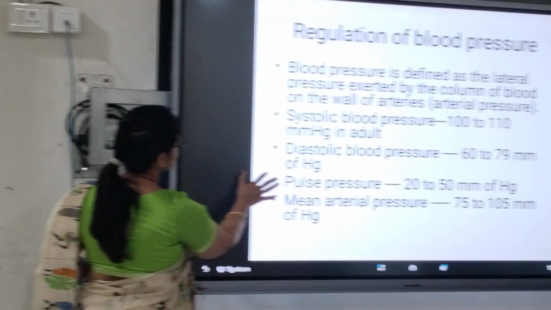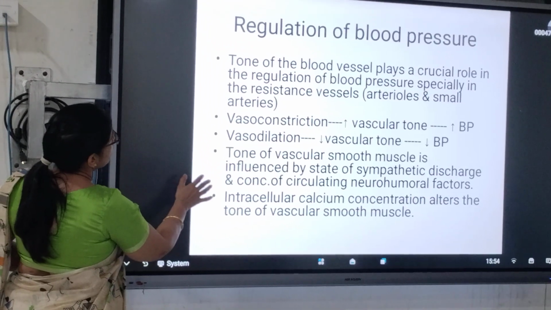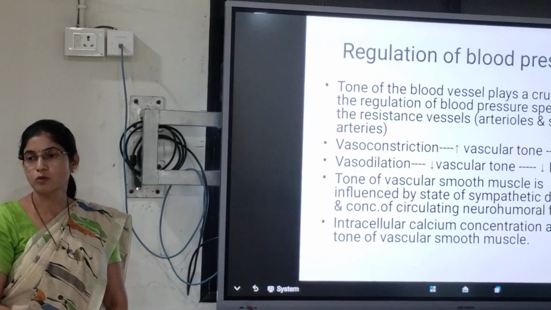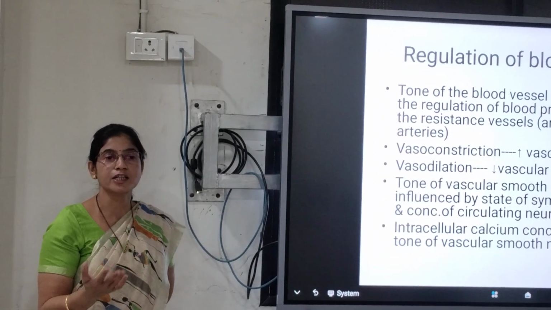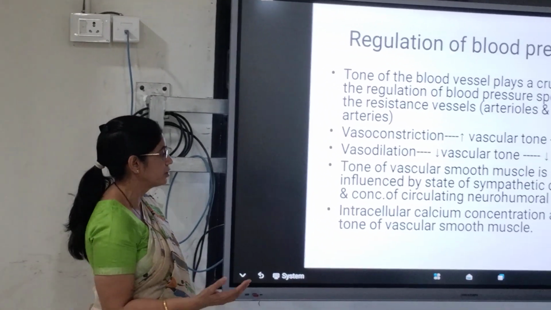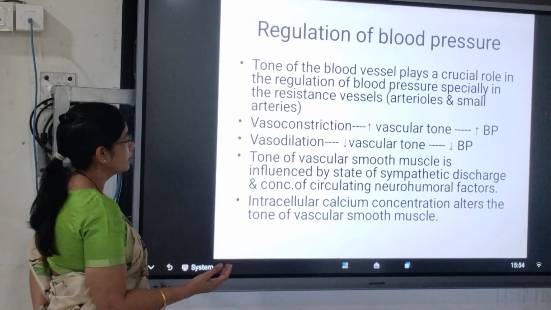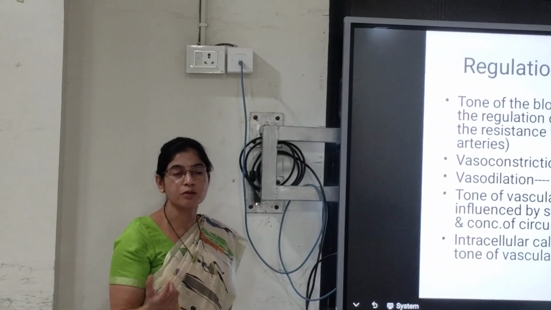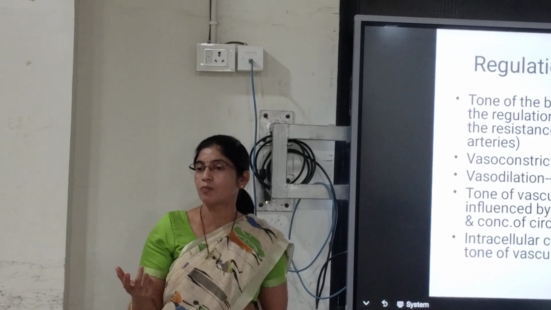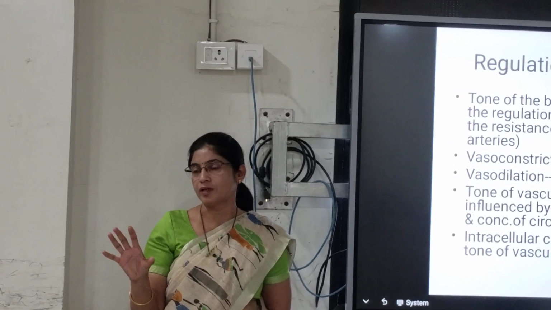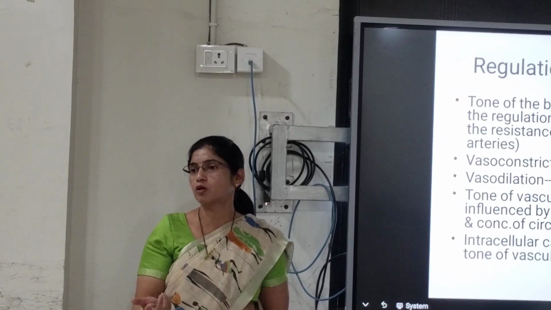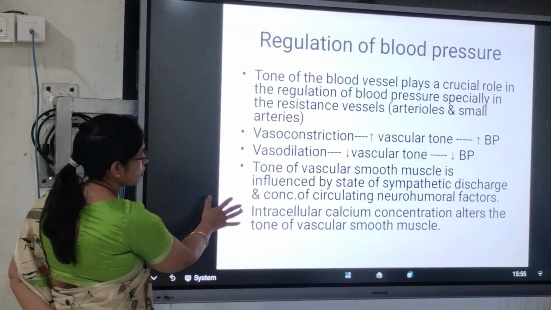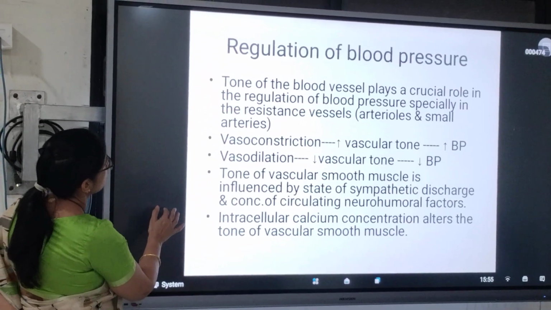So these are the values. Mainly the regulation of blood pressure depends upon vasomotor tone. Vasoconstriction will increase the BP, vasodilatation will decrease the BP. Also intracellular calcium: if more calcium is there, there is more contraction of the smooth muscles of the blood vessel, which will increase the BP, because blood vessels have smooth muscles. That will lead to an increase in the tone of the vascular wall.